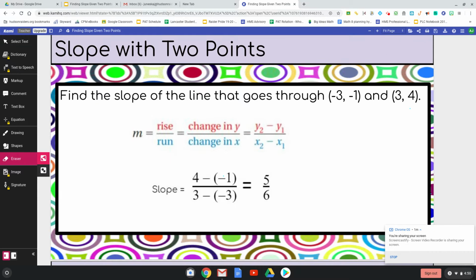Here's an example. The question states, find the slope of the line that goes through the points -3, -1, and 3, 4. Slope is indicated with the letter m. When we talk about slope, we say it's the ratio that compares the change in y over the change in x. We have this really nice formula to use to help us find slope numerically. This formula says slope is equal to y2 minus y1 over x2 minus x1.